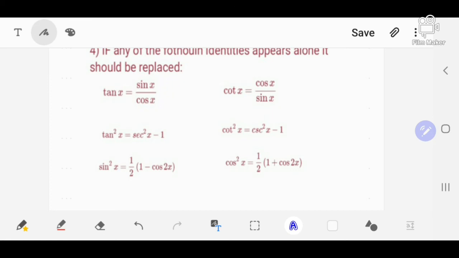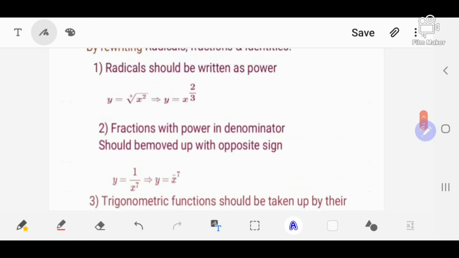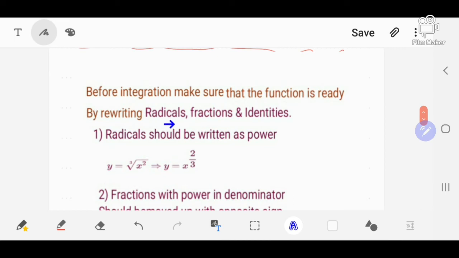And cotan, same thing. If you have tan squared, it should be rewritten as secant squared minus 1. We have a rule for secant squared and for 1. Cotan squared should be written as cosecant squared minus 1. Sine squared, we don't have such a rule, so I have to replace it using the double angle formula. So it will be half times 1 minus cosine 2x. Cosine squared using the same double angle formula, but with addition, so half times 1 plus cosine 2x. So I'm using cosine double the angle here to rewrite this. So this is what I have to do when I need to integrate. I have to make sure that the function is ready by taking away all radicals, fractions, identities, rewriting them.